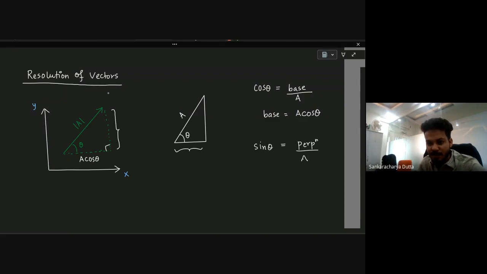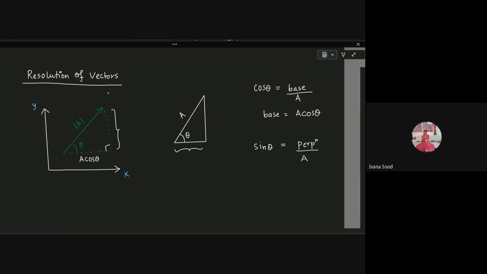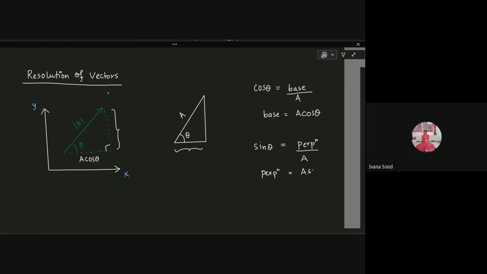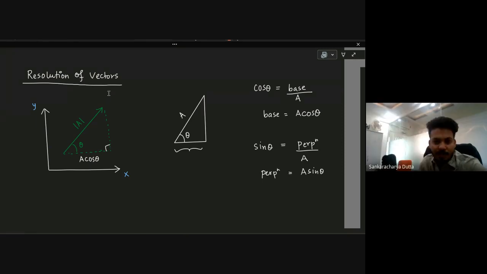By hypotenuse, and hypotenuse for us is A. So the perpendicular length is actually how much? This is A sine theta. Okay. So what did I just do? I broke the vector that was given to us into two parts.